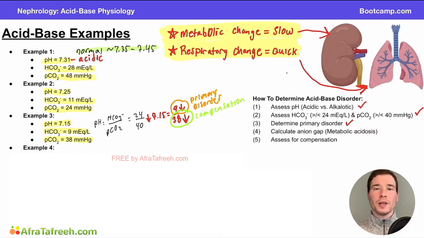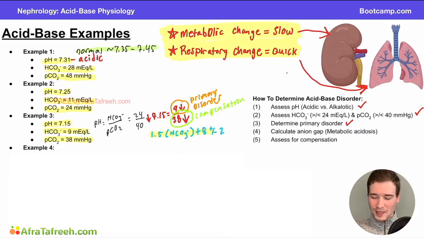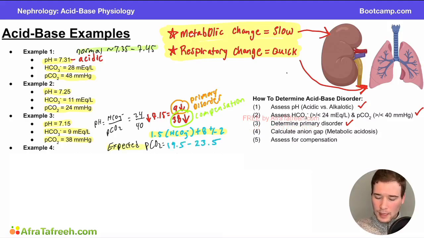We can do special formulas such as Winter's formula. So we'll apply that again here. And remember, we said Winter's formula was 1.5 times bicarb plus 8, plus or minus 2. So for this patient, the bicarb is 9. So 1.5 times 9 is 13.5, plus 8 is 21.5, plus or minus 2. So the expected range for this patient is somewhere between 19.5 and 23.5.